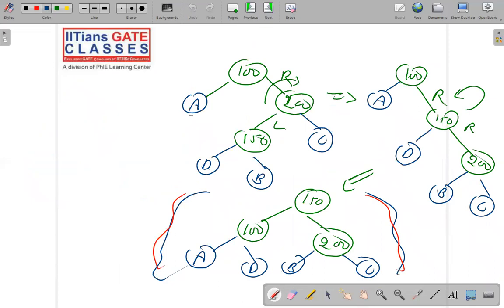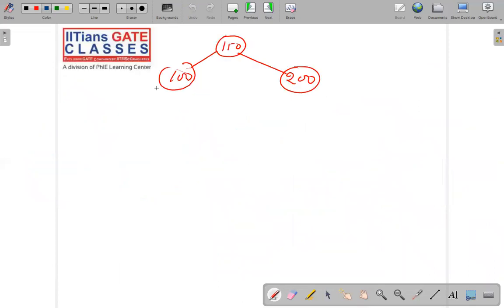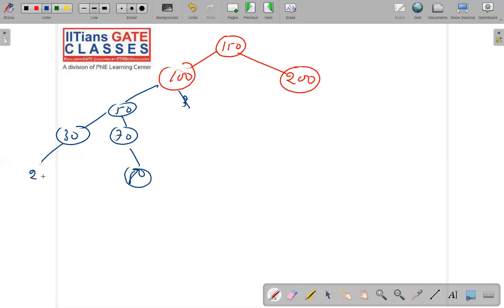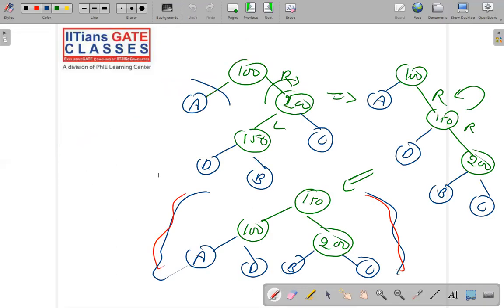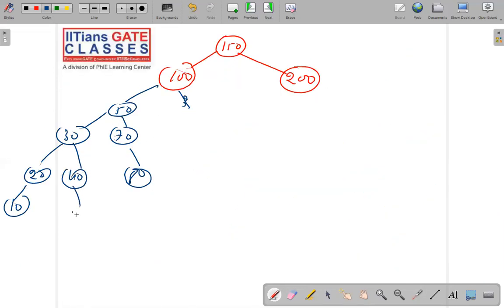So what is A? A is this whole subtree. What is this whole subtree? This is 50, 30, 70, 80, 20, 10. After that, we have 40, 45. So this is A. After that, 100 has a child D.